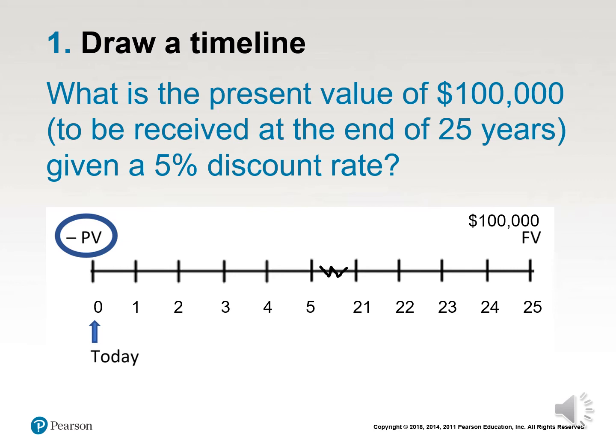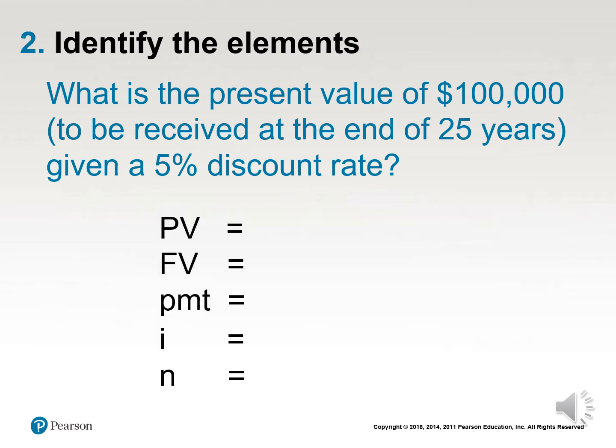The first step is to draw a timeline. So let's go through the elements that you need to have on your timeline. Here you can see that I've abbreviated it and have not included all 25 years, and that's fine. Today is period 0, and you'll notice that the present value will be a negative number, just like it was in our last lesson. Here we have the future value is known, so we have written that in. And we have not written our discount rate on here yet, but writing that on here will help us to remember all the elements.